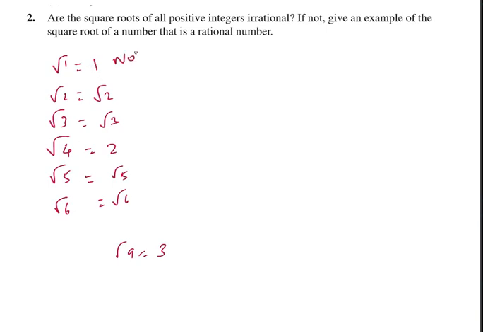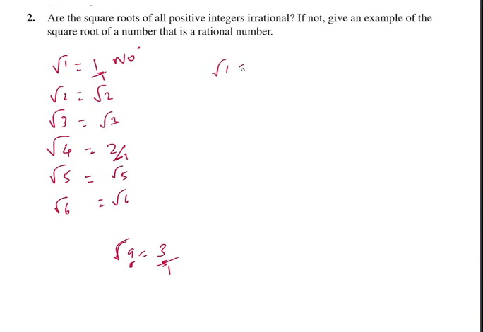No. In this case it is not an irrational number. 1 is not an irrational number. 2 is not an irrational number. 3 is not an irrational number. So the square roots of all positive integers are not irrational numbers. Irrational number means it should not be of the form p by q. 1 we can write in the form p by q, 2 we can write in the form p by q, 3 we can write in the form p by q. So those are called rational numbers, not irrational numbers.